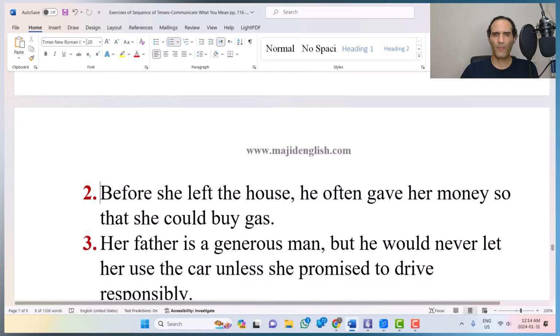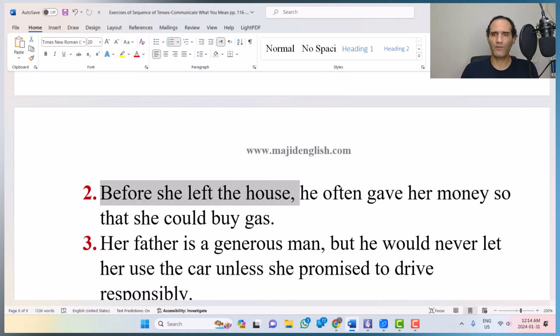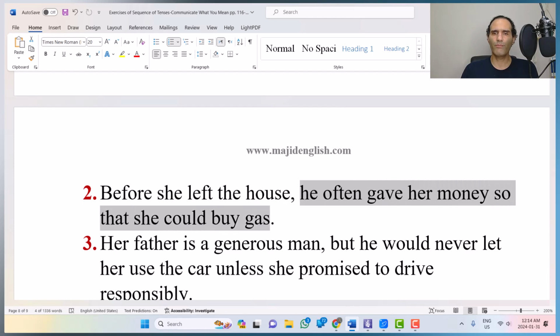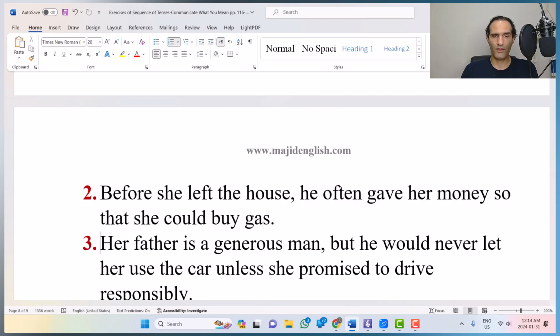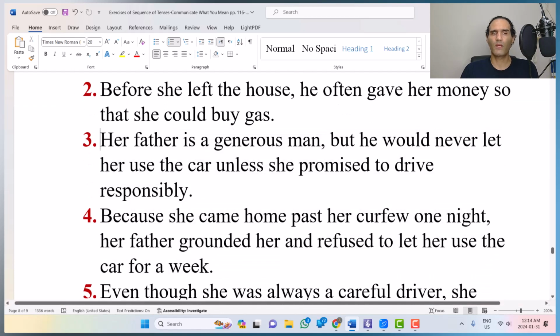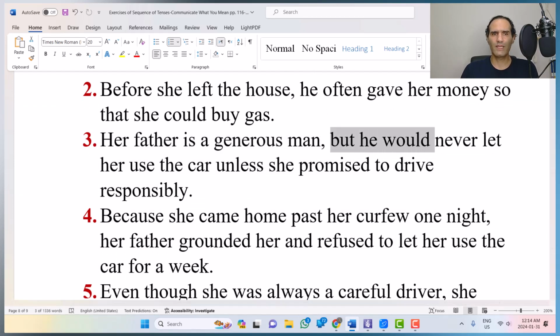Number 2, before she left the house, he often gave her money so that she could buy gas. Good father, caring father. Her father is a generous man, but he would never let her use the car unless she promised to drive responsibly. Drive responsibly, a beautiful chunk.